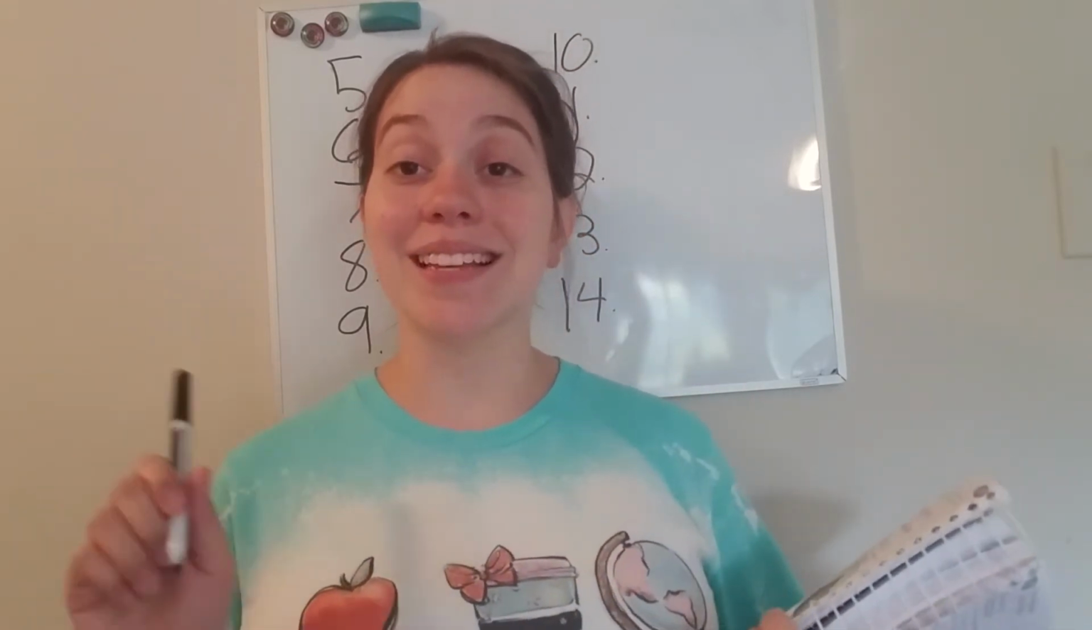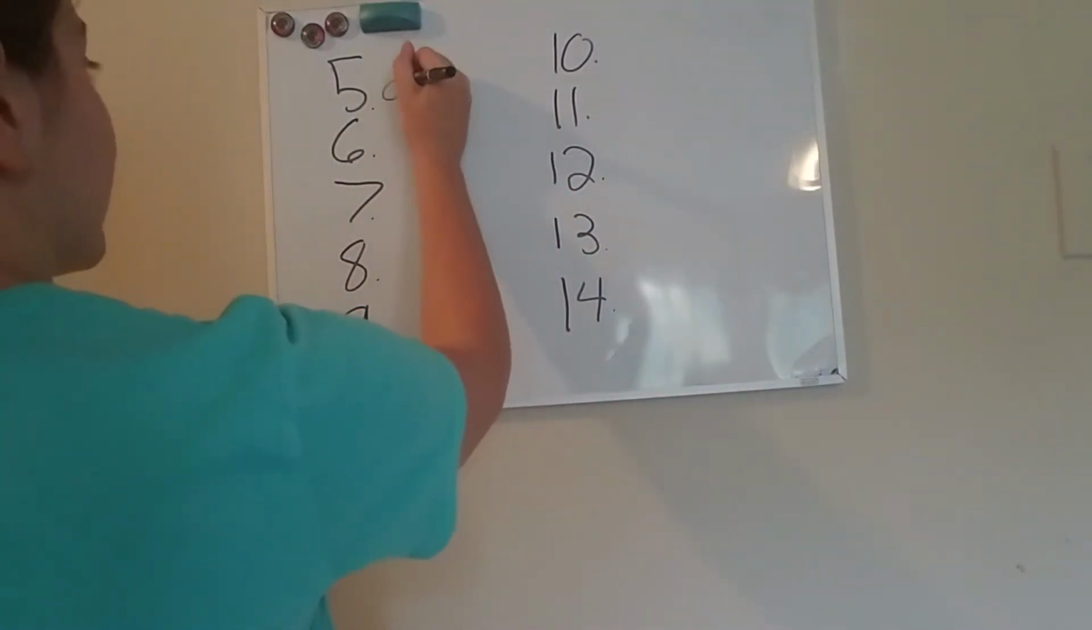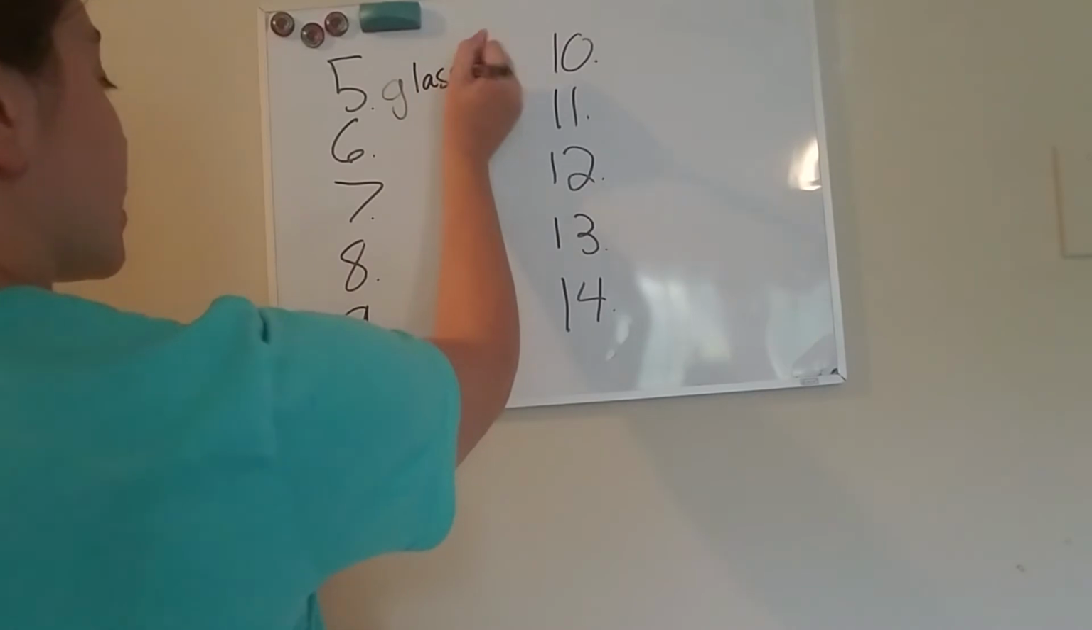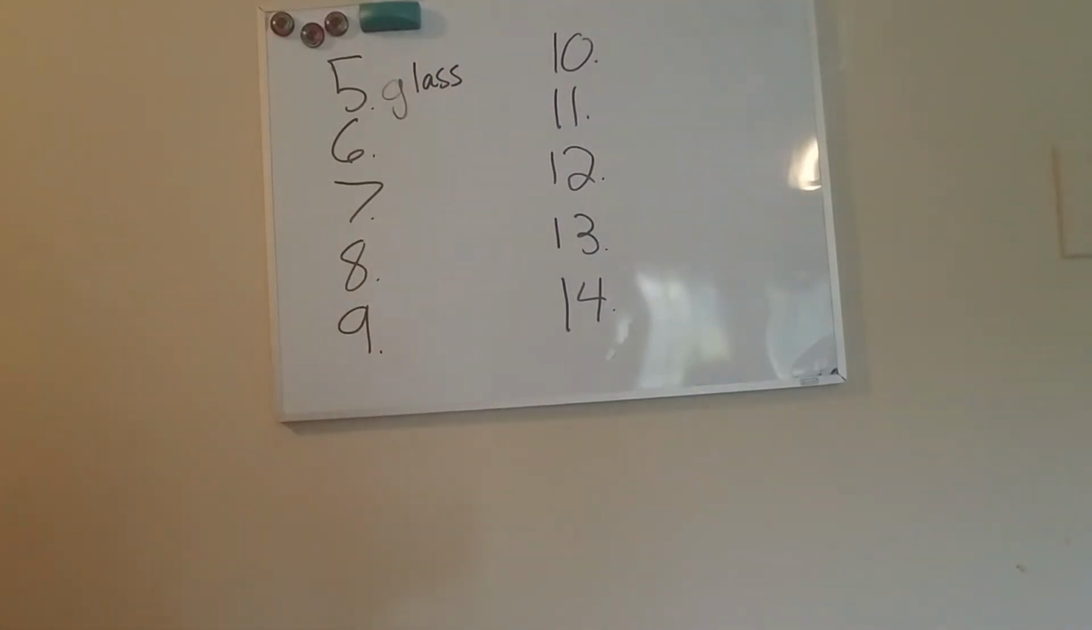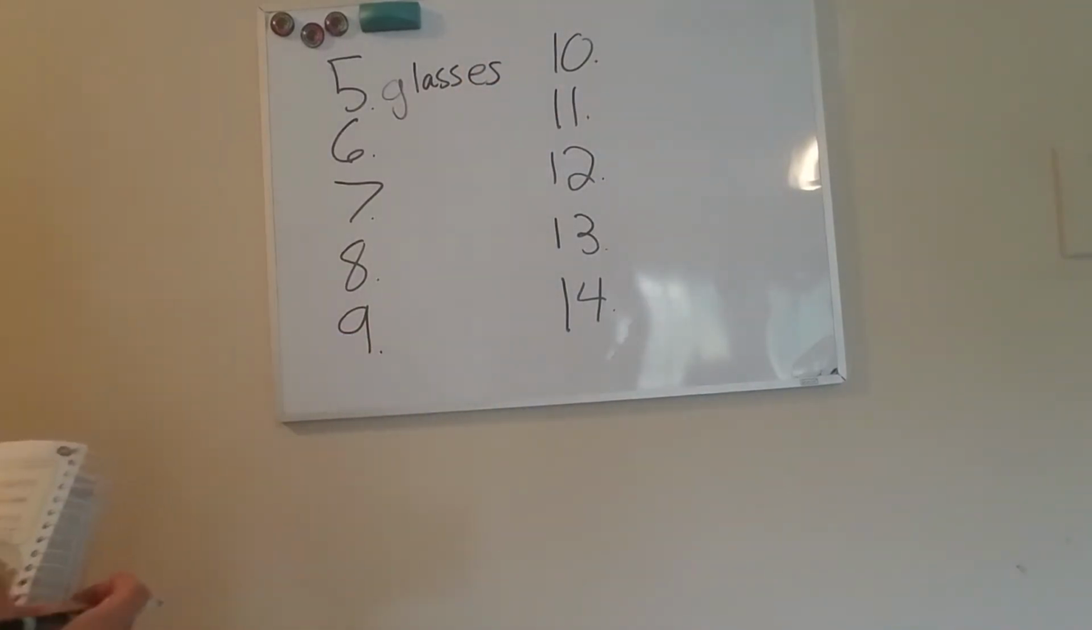The word is glass. So I'm just going to start off by writing this word, glass. And I'm going to look at what it ends in. It ends in a double S. What is my rule for ending in a double S? I have to add ES. So now I have glasses by adding ES to the word glass.